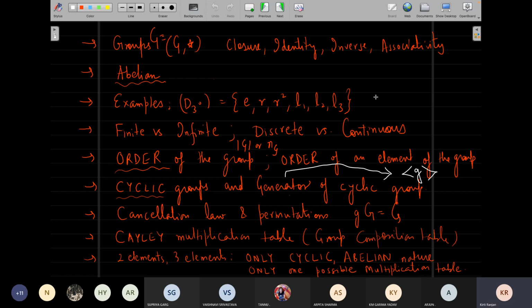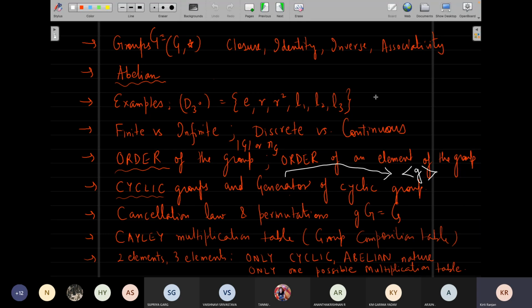Of course, we took quite a lot of examples. One particular example which I have listed here is the dihedral group D3 with the compositions. Each of these elements is an operation which we performed on an equilateral triangle. So E is the identity element, R is rotation by 120 degrees, R square is rotation by 240 degrees, and then L1, L2, L3. The binary operation of composition is that if I am applying R dot L1, I first apply L1 on the equilateral triangle, which was originally given, and then I apply R on that.